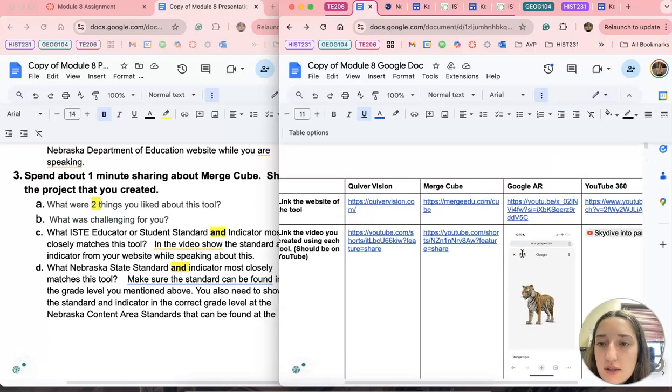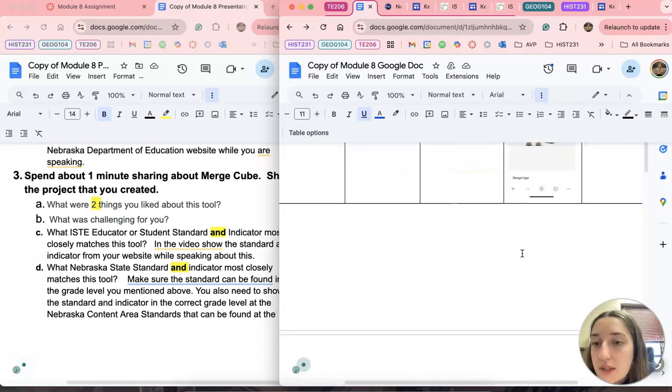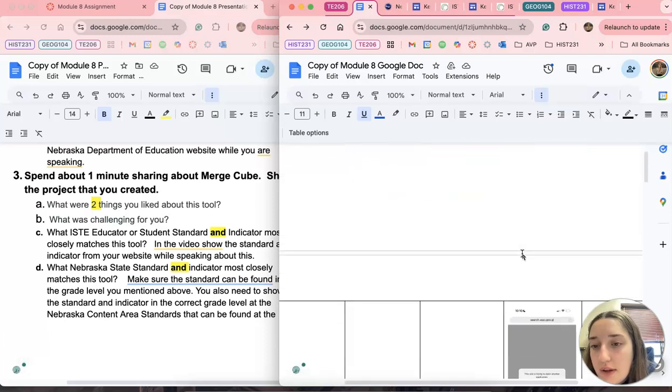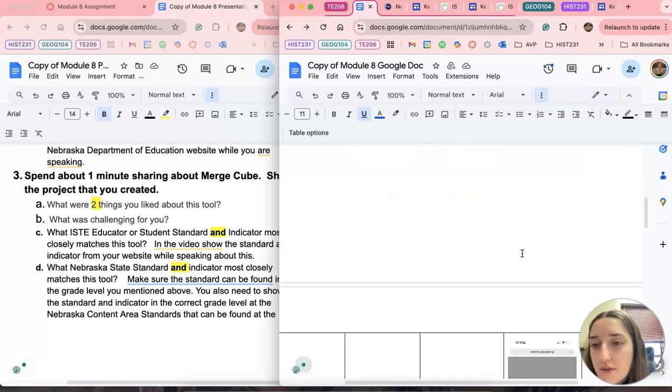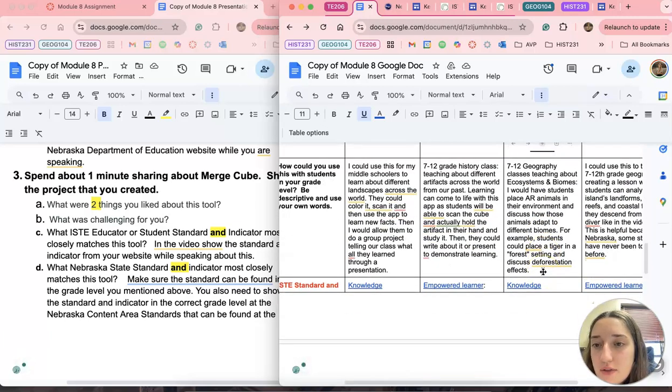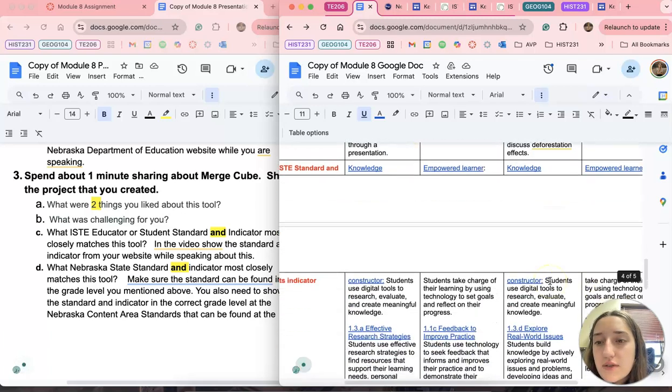Next is the Google AR. My phone would not do this at all. I did watch YouTube videos of what it was supposed to look like, but here's just screenshots of it over and over. Not working. 7 through 12 geography classes teaching about ecosystem and biomes. I would have students place AR animals in their environment and discuss how these animals adapt to different biomes. For example, students could place a tiger in the forest setting and discuss deforestation effects.